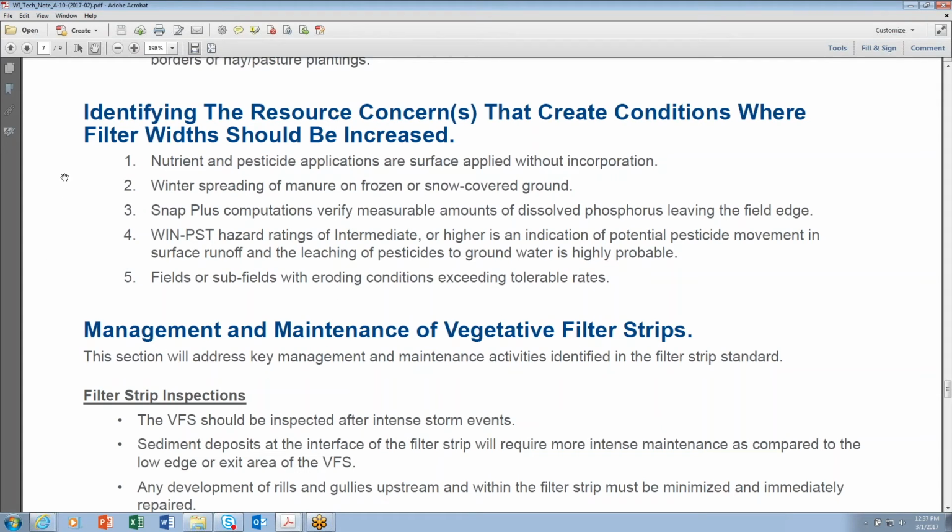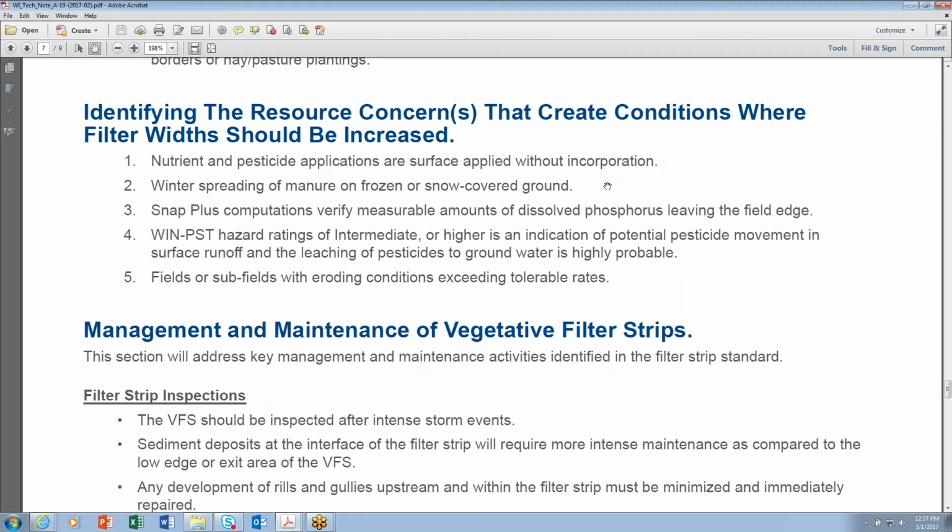Conditions where filter widths have to be increased. Nutrient and pesticide applications are applied without incorporation. Also note that if you've got an over application of manure, a filter strip is not your ticket. You've got to keep that upland treated, and upland treatments with nutrient management is equally important to soil loss. So if we're dumping a lot of manure out there, a filter strip doesn't have a chance to offset that. So there's a lot of other things that go into the picture when defining whether this filter strip is going to be successful or not.